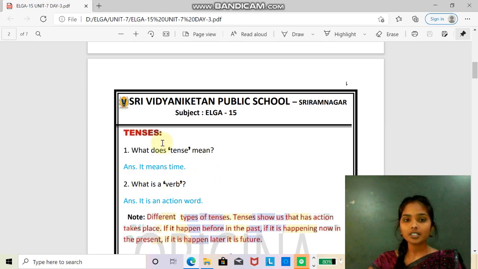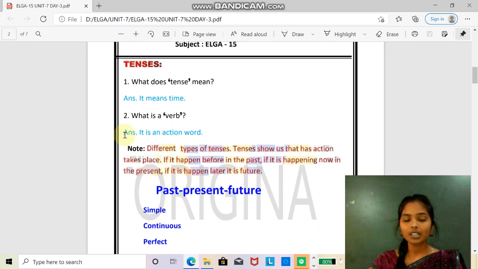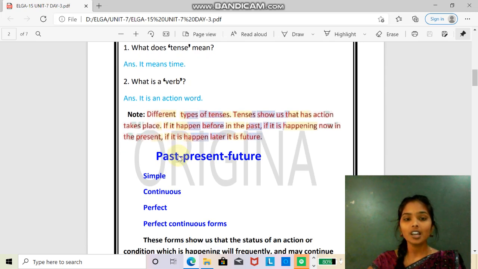Can anyone say what is the meaning of tenses? Yes, tense is nothing but time. It indicates the time. What is a verb? Yes, it is the action word, the word which shows action. We are going to call it a verb. You all have a note on the different types of tenses. Tenses show when an action takes place.